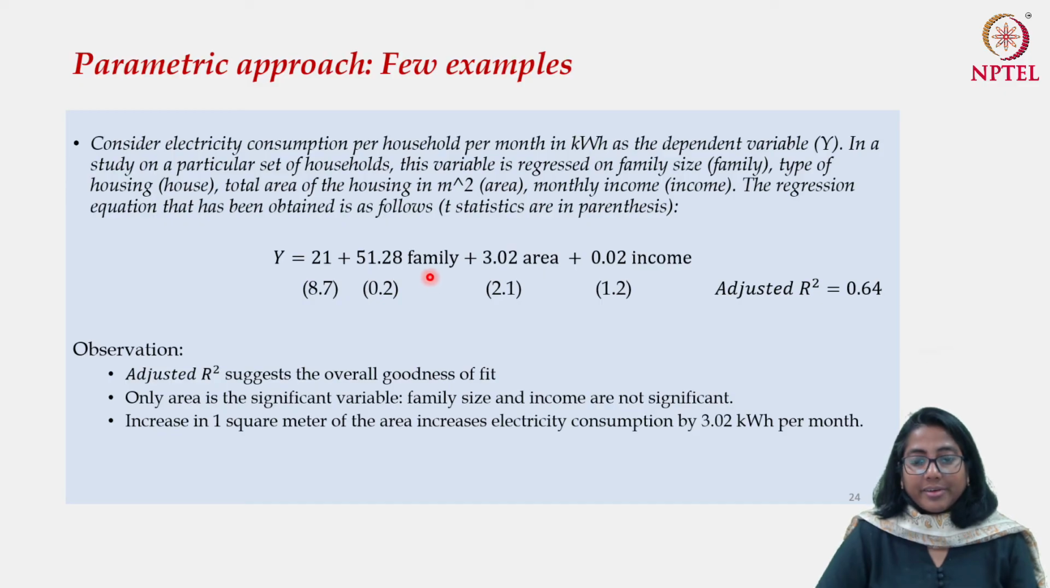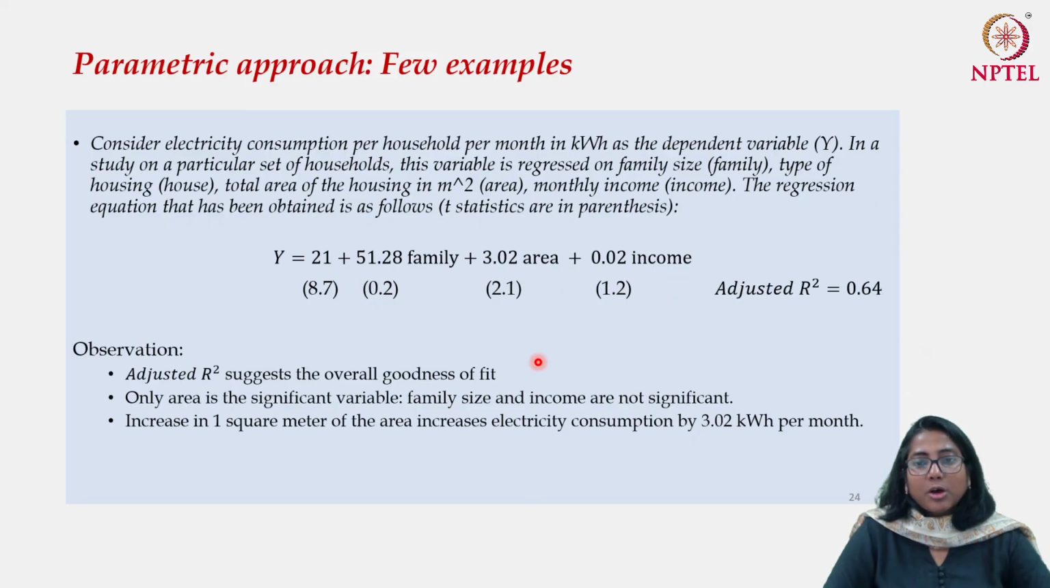What are the explanatory variables? The explanatory variables are family size, that is, how many people are there in the family, the area of the house, and the income. Now, the electricity consumption per month is regressed on family size, area and income, and this is the result that is obtained. Now, what do we understand from the result? First, we look at the adjusted R square. The value of adjusted R square is 0.64. This implies that 64% variation in per household electricity consumption is explained by the variation of family size, area and income.